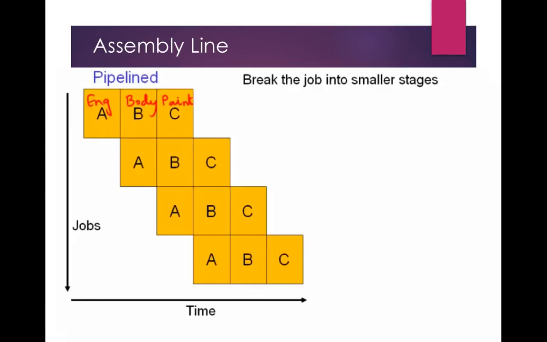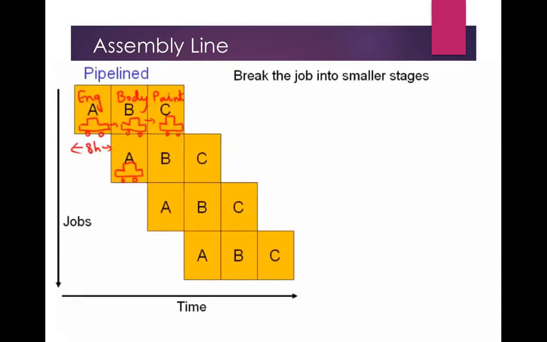Initially, all three parts together take 24 hours. The engine alone takes only 8 hours, the body part again 8 hours, and painting again 8 hours. So it takes 24 hours, but we are splitting the job into smaller stages. Once the engine part gets over, the person who is allotted to it will be free, so we can give the engine manufacturing for the second car. That's why in the second row we are going for engine manufacturing at point A.